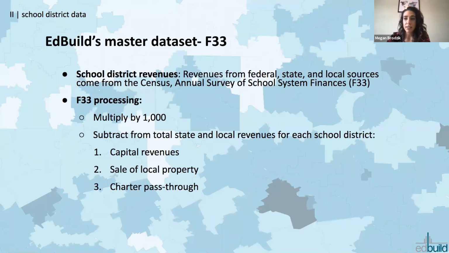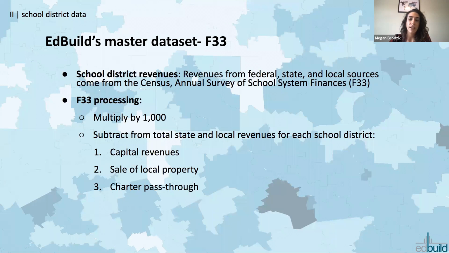The bulk of the data set centers around school finance. So the Census annual survey for school system finances, otherwise known as F33. But EdBuild does some processing to this data set to fix some irregularities that we've found in the data throughout the years. So first we multiply by 1,000 just because the census gets rid of those zeros. But we also subtract some variables from total state and local revenues for each school district. The first is capital revenues. We exclude these from state revenues because they can contribute to large fluctuations in district revenues from year to year. We also exclude the sale of local property from local revenues for this same reason, those large fluctuations.